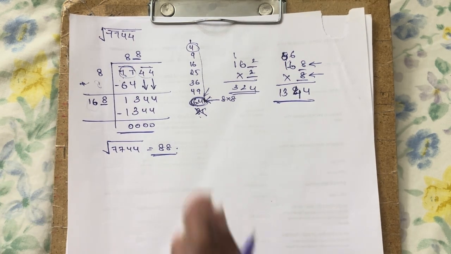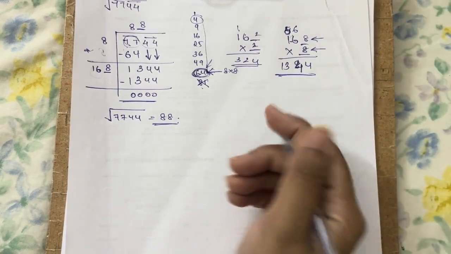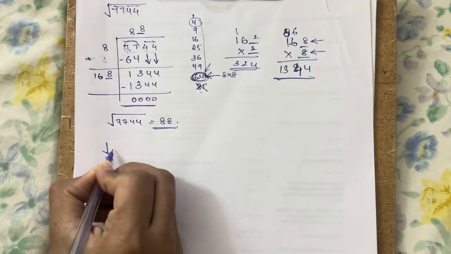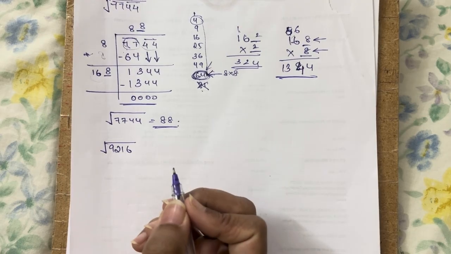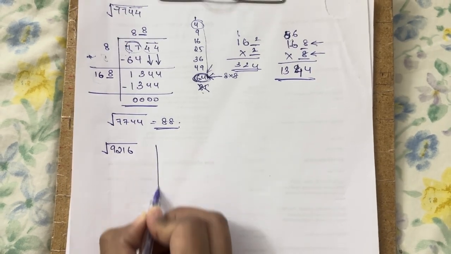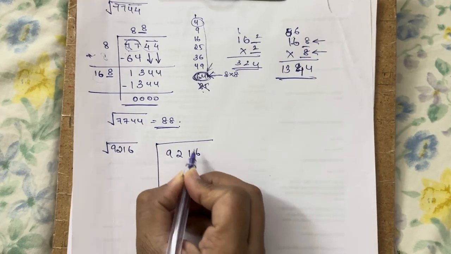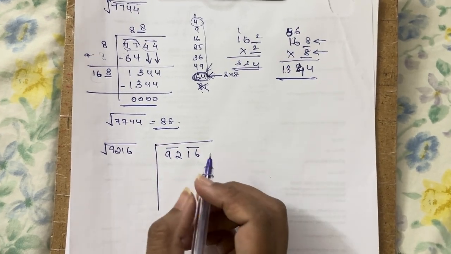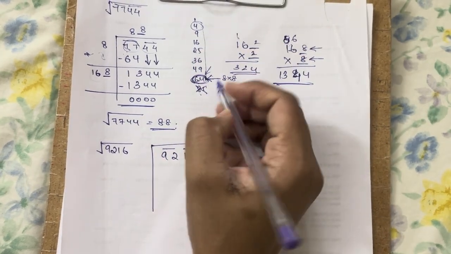Okay, let's do another number which is going to teach you much more, giving you much more clarity. So I have to find the square root of 9216. Now when I have to find the division of this, I am doing the division already here. 9216, the pairs have been made, and then I have to take 92. Where can I go maximum to 92?